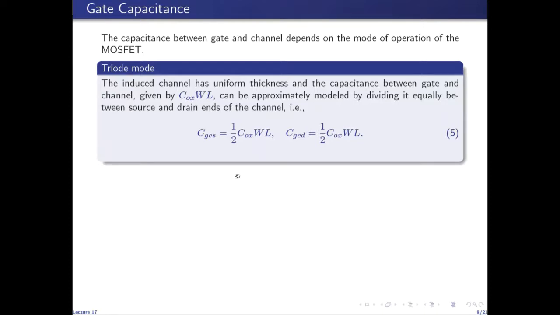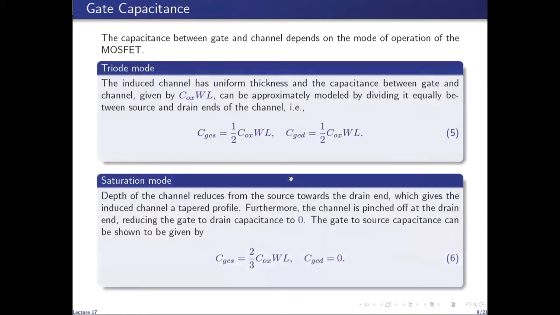So we denote the capacitance between gate and source due to channel by C subscript GCS. Similarly, C subscript GCD denotes the capacitance between gate and drain due to channel. And both of these capacitances are equal to 1/2 times Cox times W times L.